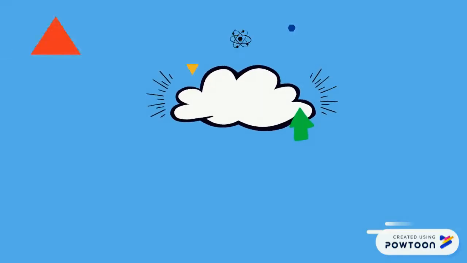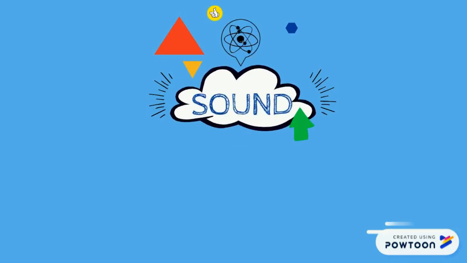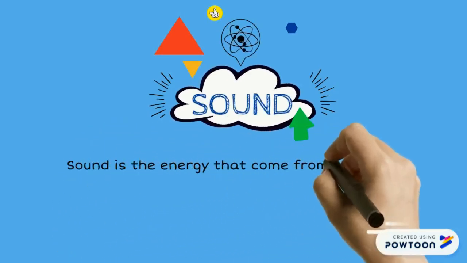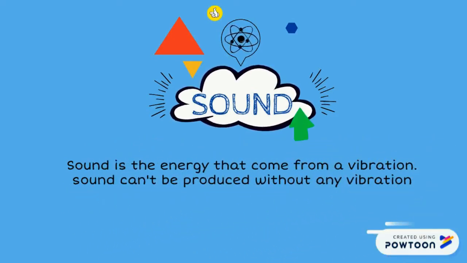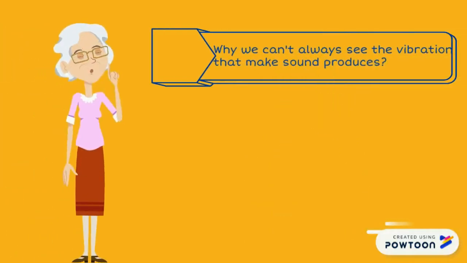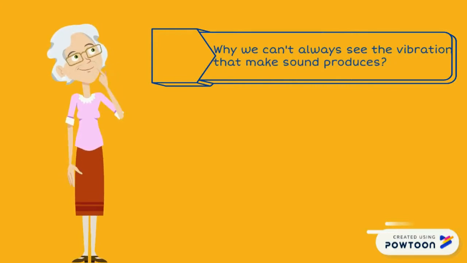Now, after you have watched the previous video, let's continue to learn more about sound. Sound is the energy that comes from a vibration, and sound cannot be produced without vibration. Why can we not always see the vibration that makes sound? It's because vibrations can happen really fast, sometimes thousands of times each second.